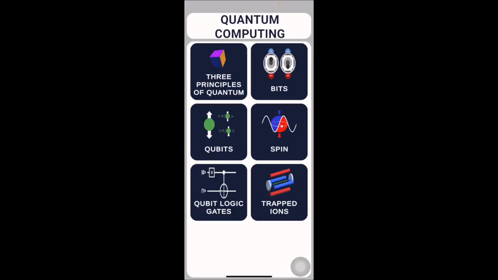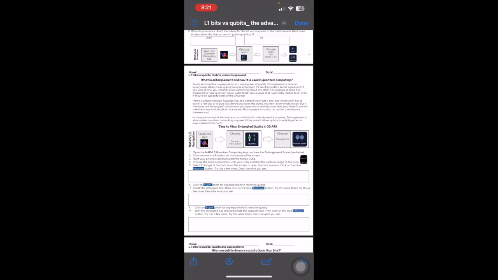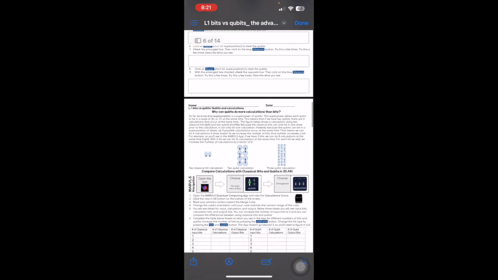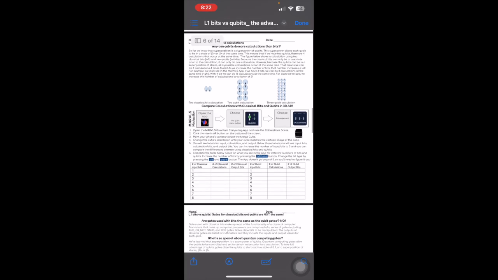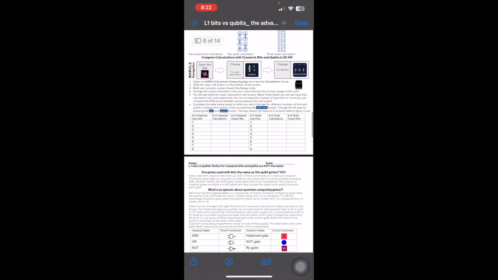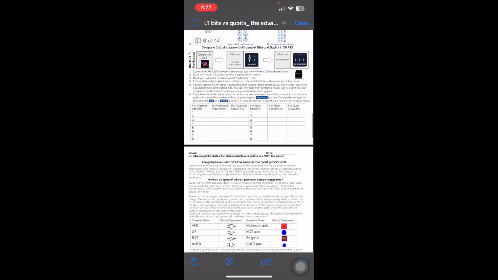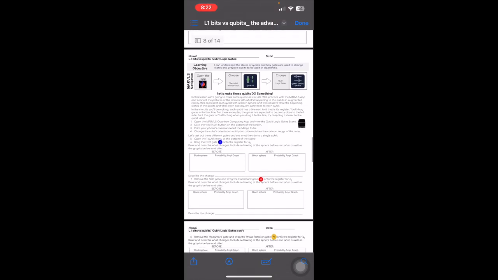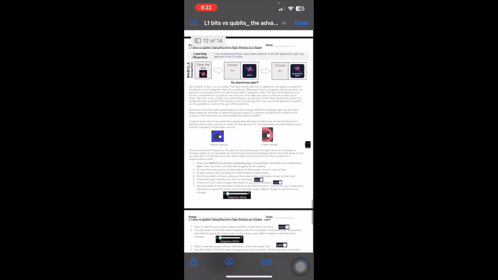Okay, so next we're going to look at spin. Let's look at the lesson for that. This is still the lesson I forgot to mention. This is the lesson that goes along with the calculations for qubits. Spin was rearranged a little bit, but it is a little further down. So right here, this is our lesson for spin.